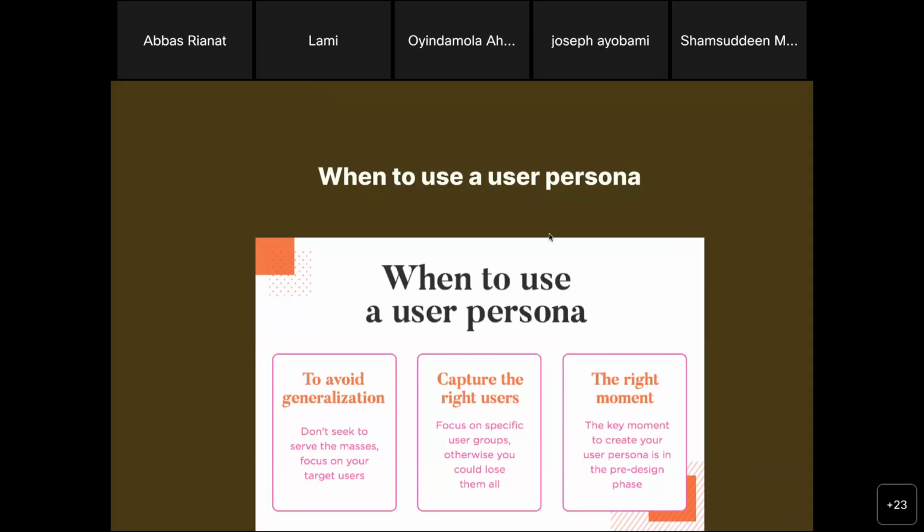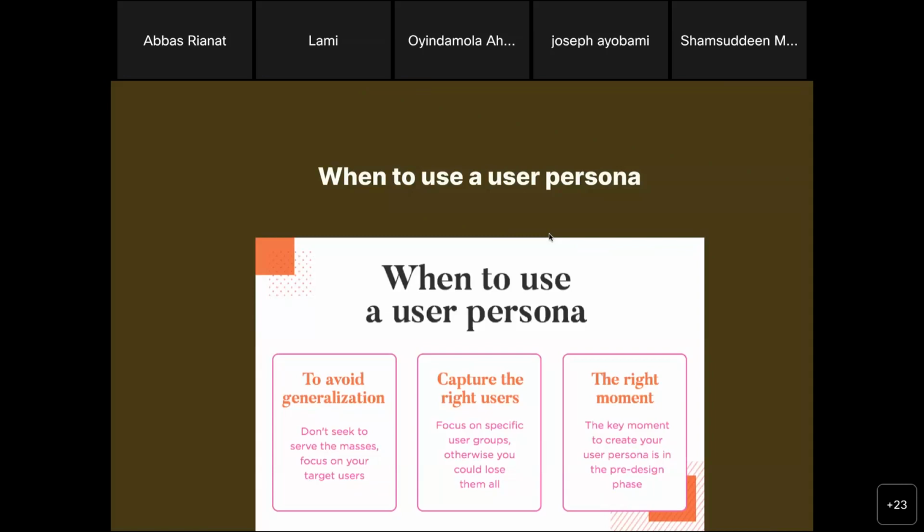Because you want to create personas for underrepresented groups of people. You want to draw out pain points for this set of people, not for everybody. Then it captures the right user, focus on a specific user group, otherwise you could lose them all. Like I said, no research at all is better than doing bad research. So if you capture the right user, you avoid generalization. Okay, it is a fintech, it's for everyone, but it's not for everybody. You still have to narrow it down.